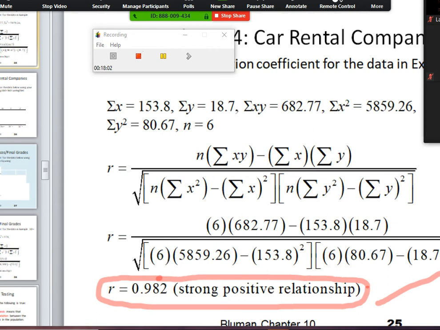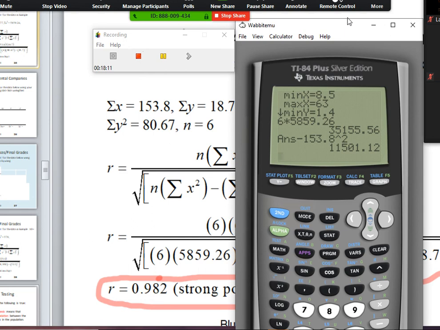Yeah. So sorry, if you don't mind, can you show us how to do it on the calculator, if that's okay? Sure. Maybe just the bottom part.